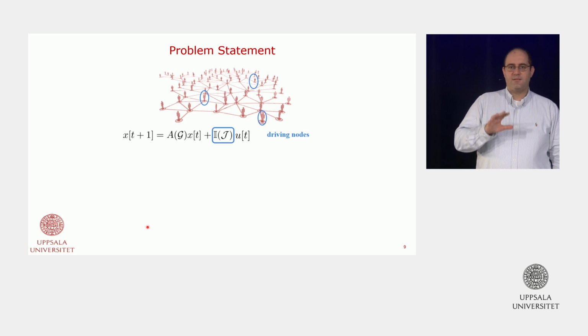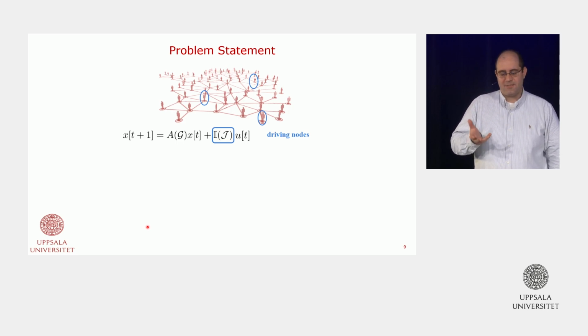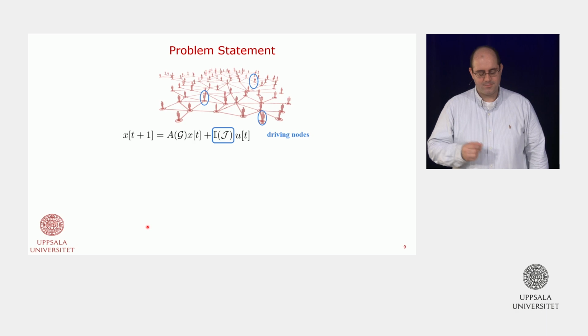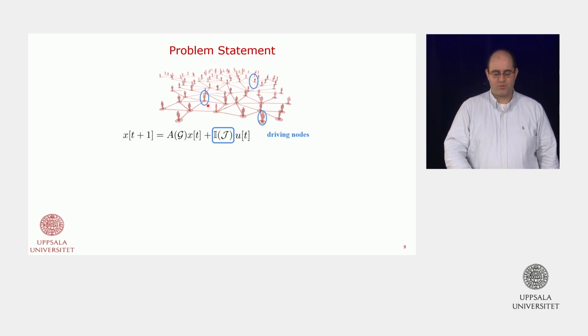Now, we are at the point where we can actually formulate the problem statement. In particular, what we want is to find the minimum number of so-called driving nodes, in other words, the agents that will work as sort of influencers in a social network, meaning they are the ones driving the network as well as the state of it. And in particular, we denote this by this identity matrix with this calligraphic J, indicating that we only keep the columns of the identity matrix that are labeled or have indices in this calligraphic J set.